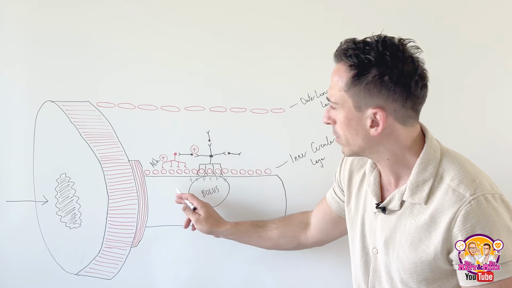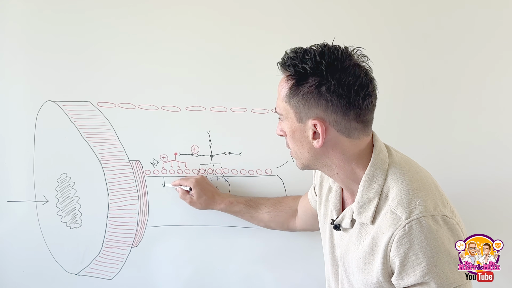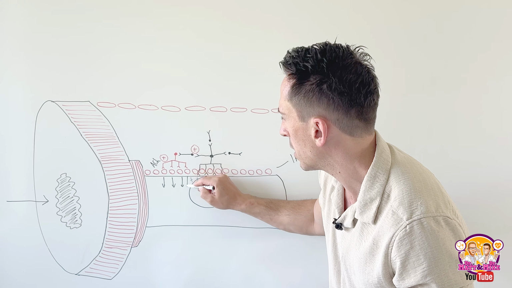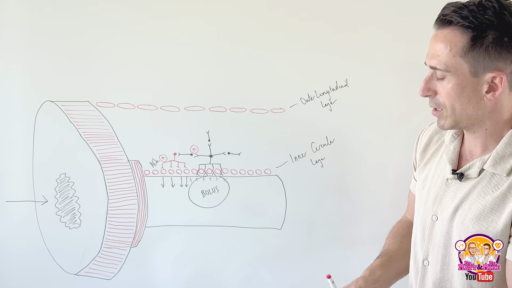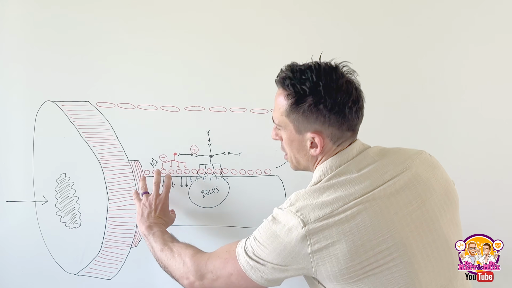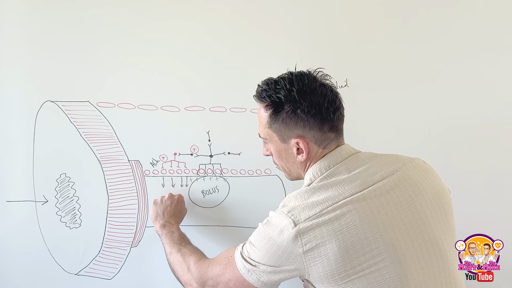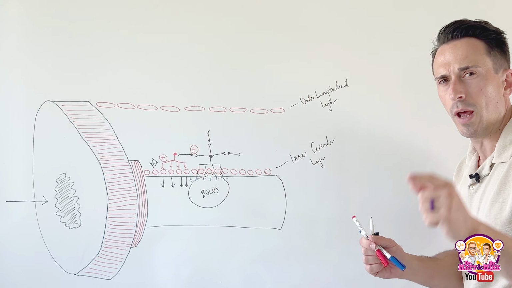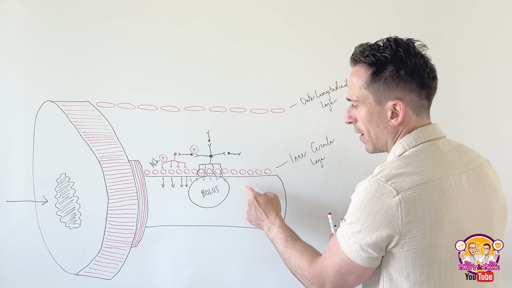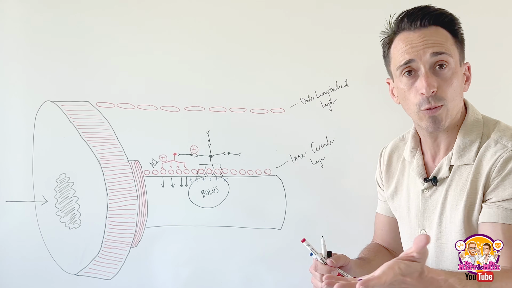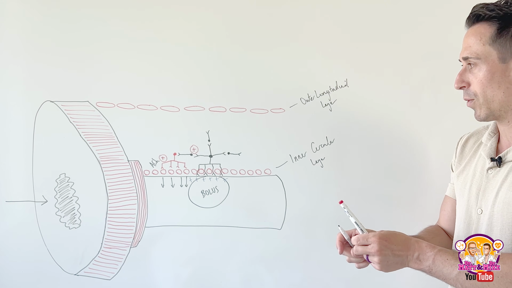Now, if acetylcholine stimulates the muscle behind to contract, and it's circular muscle, right, what does it do? Well, it's going to narrow the lumen, and that's going to help push that bolus forward. But it'll only help push that bolus forward if the circular muscle in front of it is relaxed. Great, that's exactly what happens.